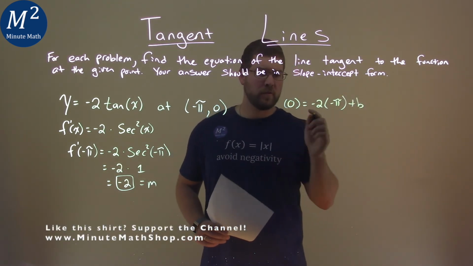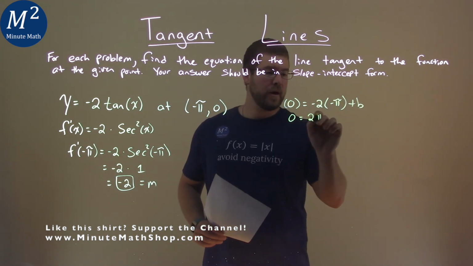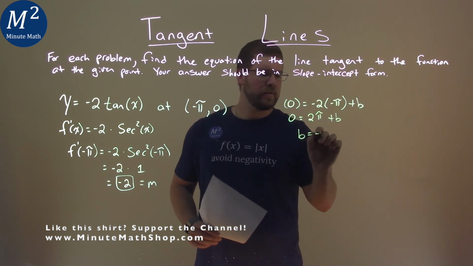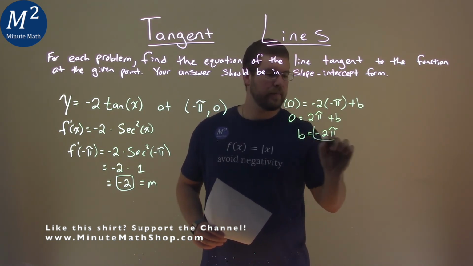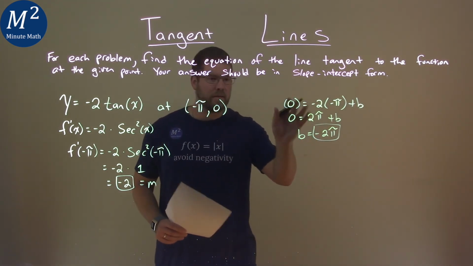And now we have to solve for b. Well, 0 equals negative 2 times the negative pi, which is a positive 2 pi, plus b, and subtract the 2 pi from both sides, and b equals negative 2 pi. Again, don't rush to the calculator to get a decimal. It's nice and neat this way.